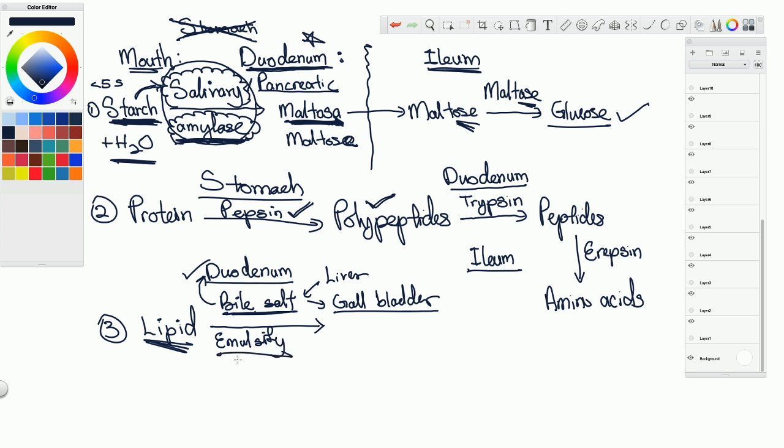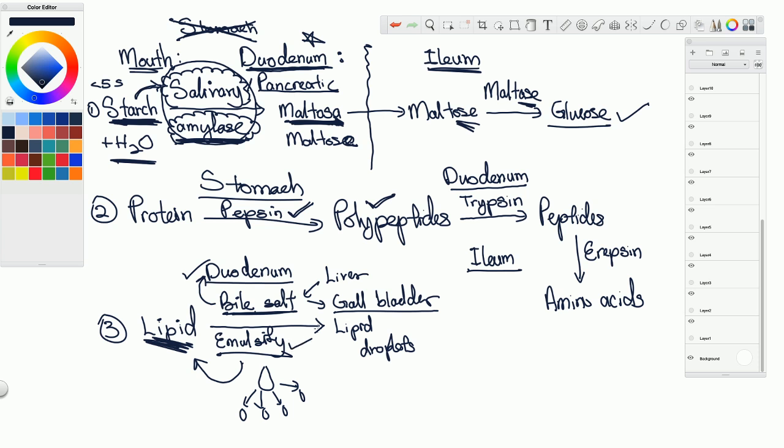Emulsify lipid into lipid droplets. Of course, it's smaller droplets. This means to break down the lipid, the oil, from bigger droplets into smaller droplets. This process is called emulsification.